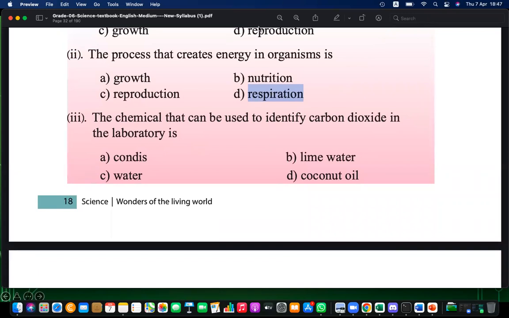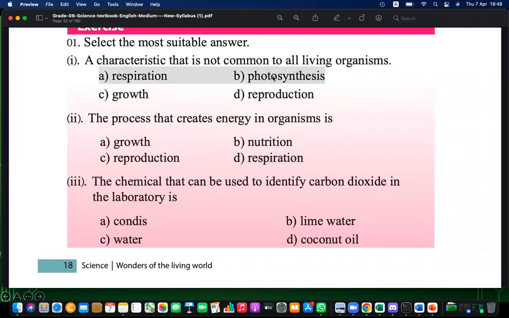If you have any doubt, please ask. So the first answer is photosynthesis. The second answer is respiration. Third one: the chemical that can be used to identify carbon dioxide in the laboratory is lime water, exactly. Lime water is normally transparent, but will become creamy when you exhale continuously, because exhaled air has carbon dioxide. Carbon dioxide reacts with calcium hydroxide, which is lime water, and calcium carbonate is created, which is a white sediment. Due to that white calcium carbonate, the water becomes white.